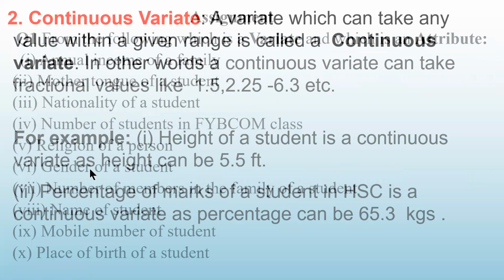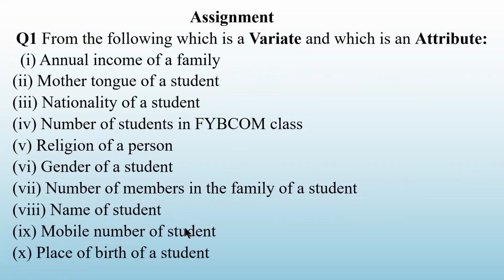Now these assignments. From these we will do a few here and the remaining you can do at home. So look at the first question. From the following, which is a variate and which is an attribute? Look at the first one: annual income of the family. What will that be? Will it be a variate or an attribute? Write in the chat box.